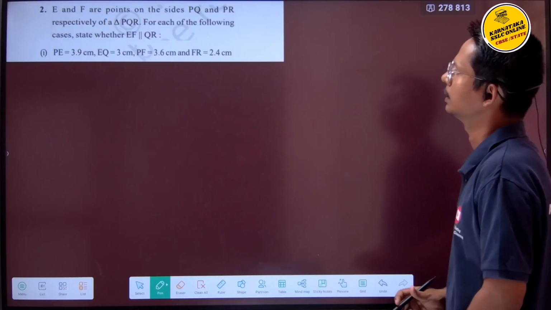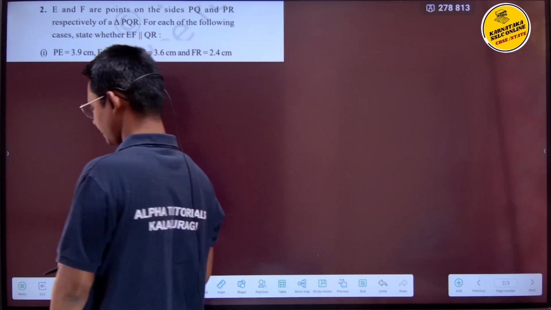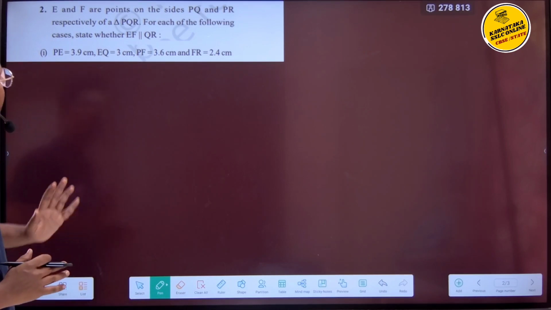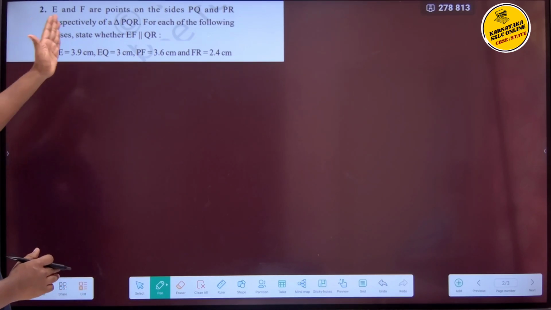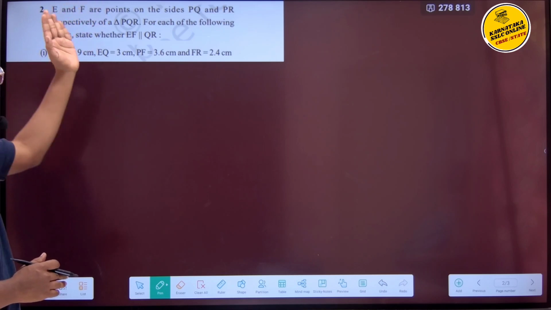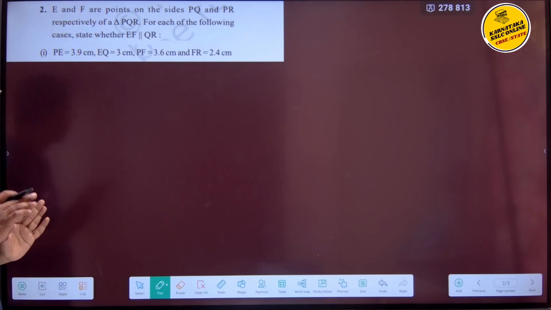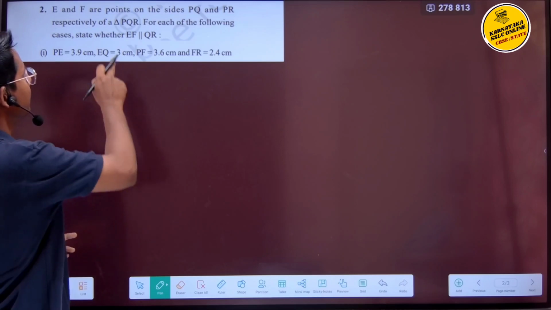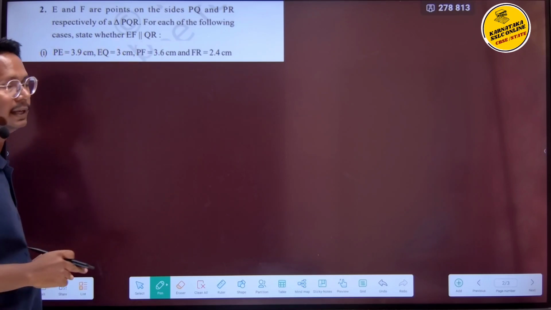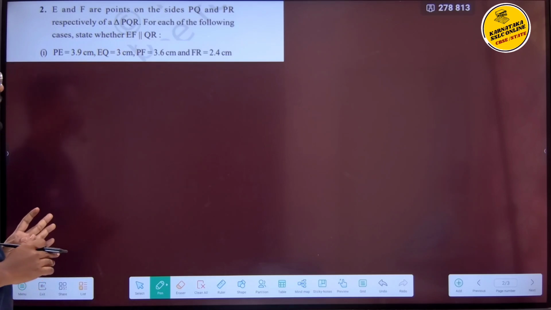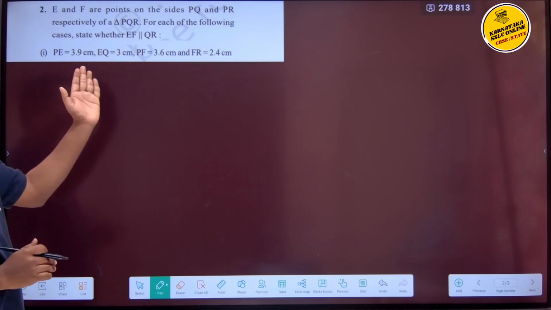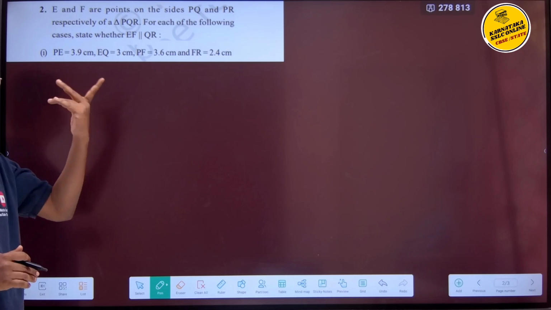Second main, first bit. Here they have given a triangle called PQR. E and F are points on the sides PQ and PR. Now in this case you need to check whether the intersecting line EF is parallel to QR or not. So this is nothing but we have to make use of the converse of BPT.